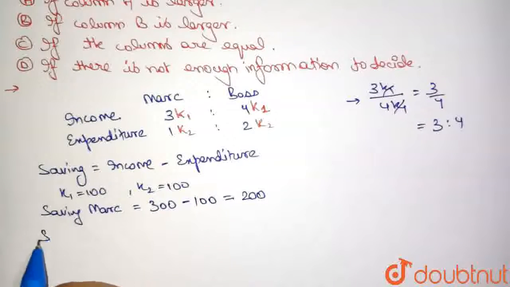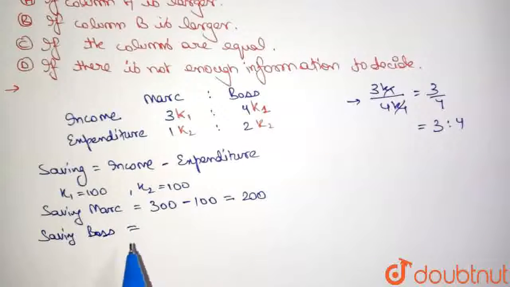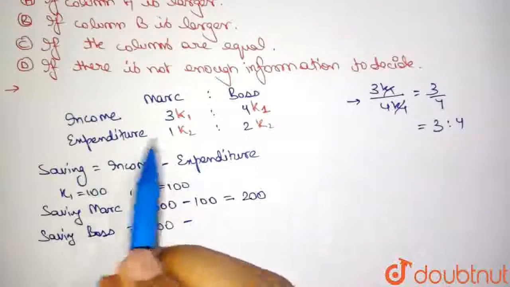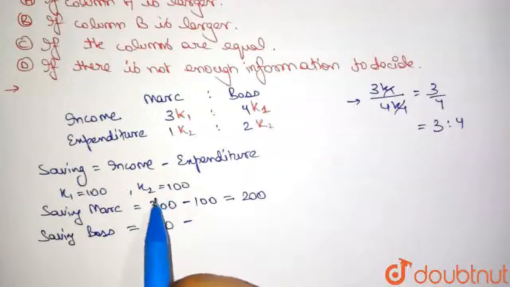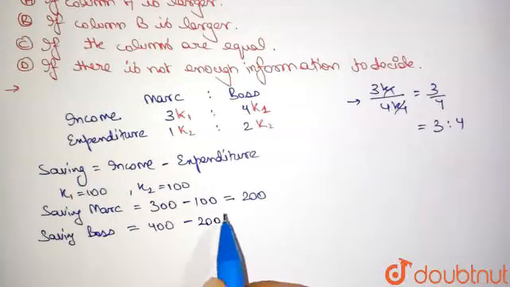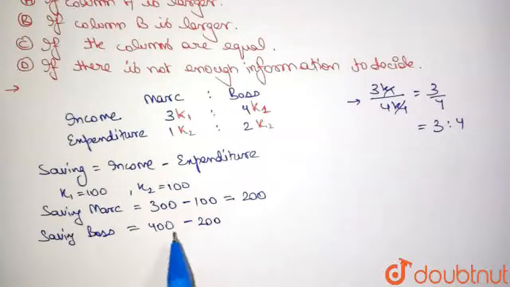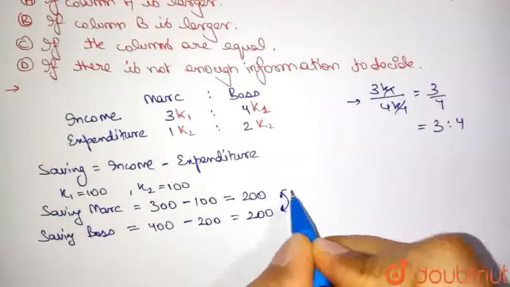Similarly, the saving of the boss is equal to 4 times k1, which is 400, minus 2 times k2, which was the expense, while income was 4 times k1. k2 is once again 100, so twice of 100 is going to be 200. So 400 minus 200 is once again equal to 200. So you see in this case that both of these values are coming out to be equal.